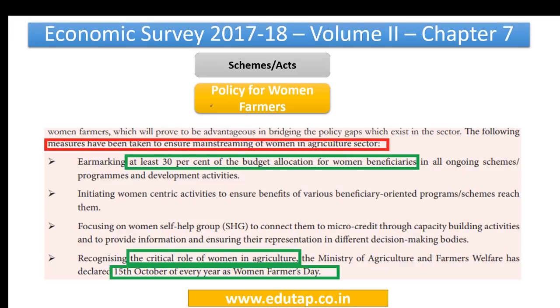Then there is one important point that you need to know about the policy for women farmers here, right? So this is a snapshot that we have taken from the economic survey, and kindly note one important piece of information that you need to memorize: 15th October every year from now would be celebrated as Women Farmers Day. So kindly keep this point in mind.